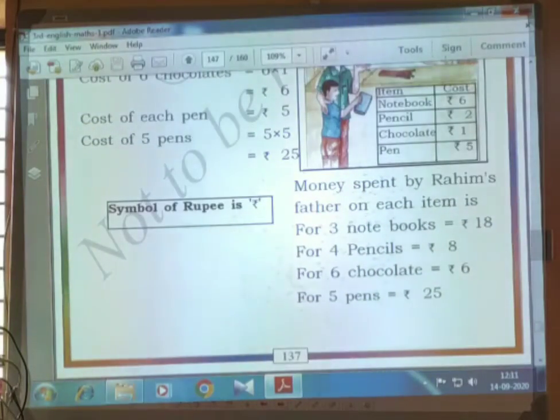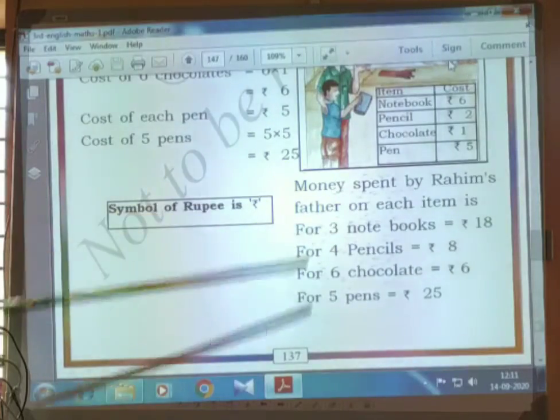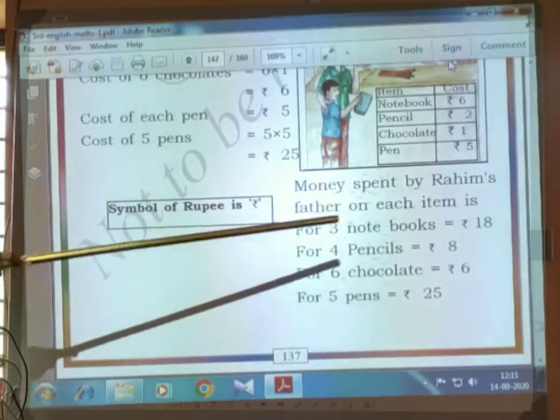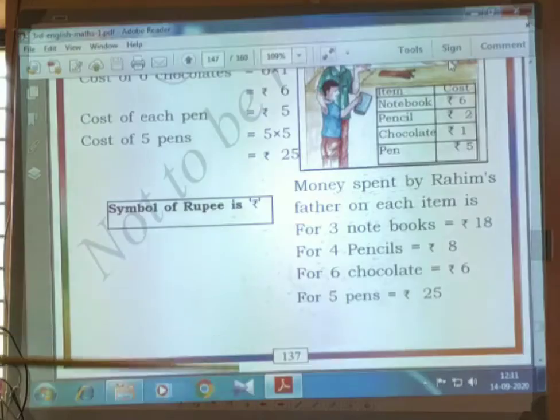Then the symbol of rupees is like this. Money spent by Rahim's father on each item is: for 3 notebooks 18 rupees, for 4 pencils 8 rupees, for 6 chocolates 6 rupees, for 5 pens 25 rupees.